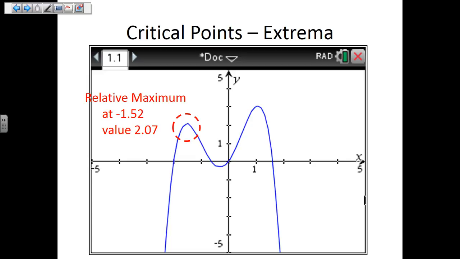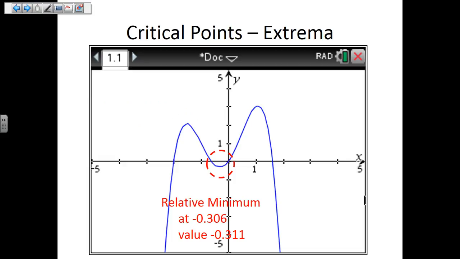Now when we ask where is a critical point at, we're always giving the x value. The x value is a location. And then if we ask what is the maximum value there, we want to give the y value. So when we ask where is it at, we give the x value. When we want the actual value of the maximum or minimum, that's the y value of that coordinate.